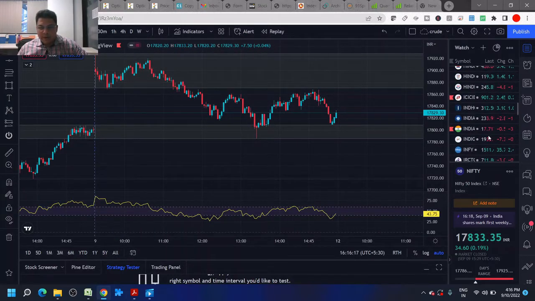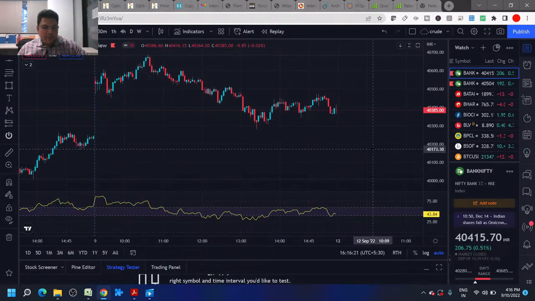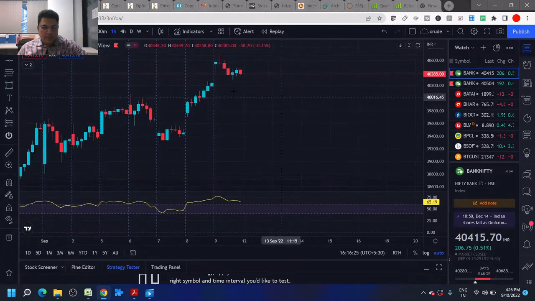If you want to see Bank Nifty, Bank Nifty might be a little different. It can be a little positive. Let me do the analysis here.